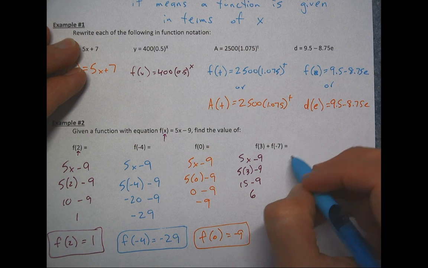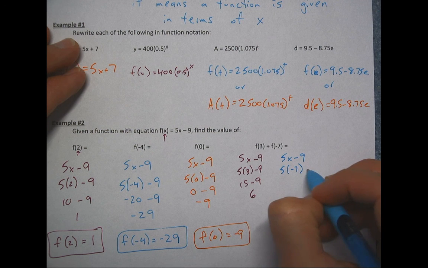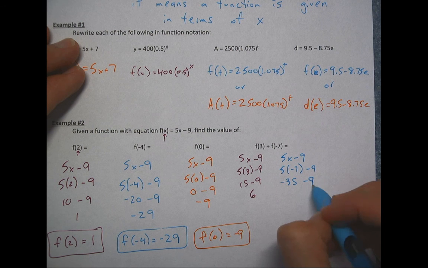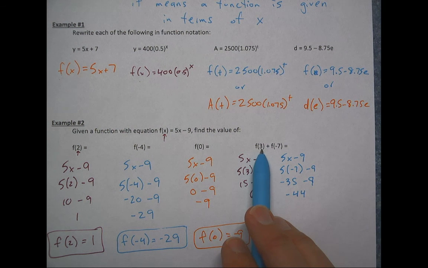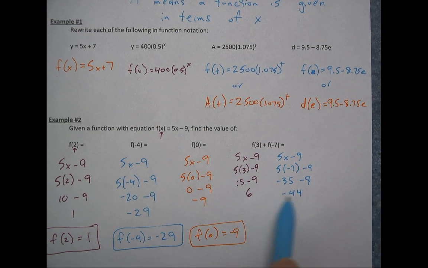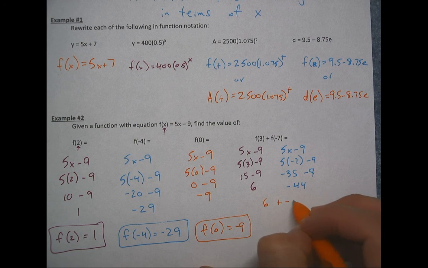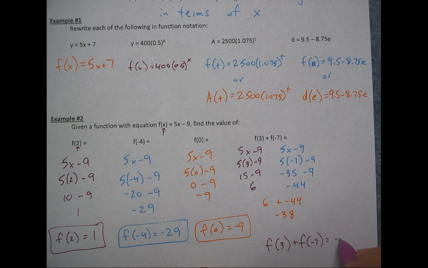Now we also need to find f of negative 7. So we're starting with 5x minus 9, plugging in negative 7. So negative 35 minus 9, that's negative 44. And since we're adding the function of 3 plus the function of negative 7, we're going to add those two together. So 6 plus negative 44, that's negative 38. And so f of 3 plus f of negative 7 equals negative 38.